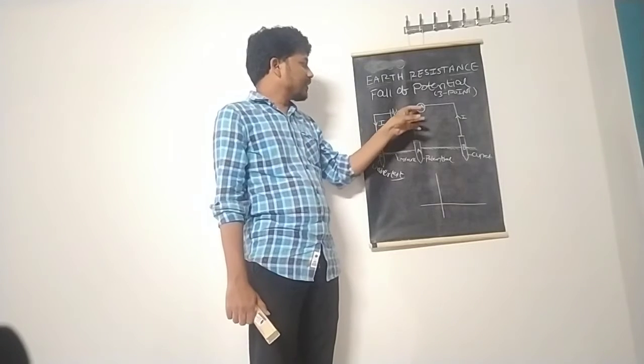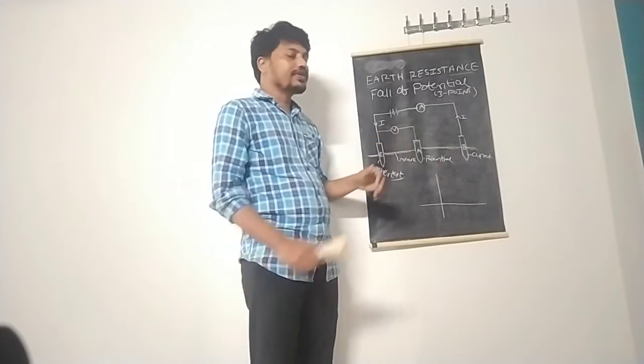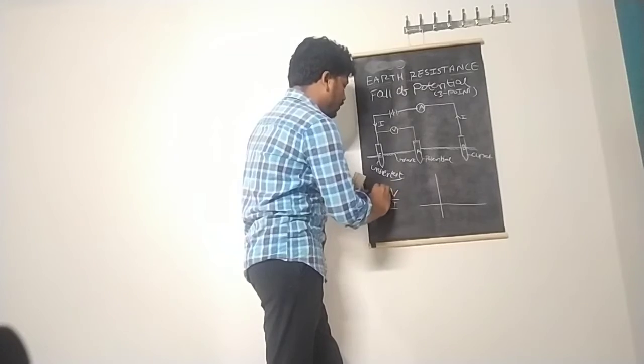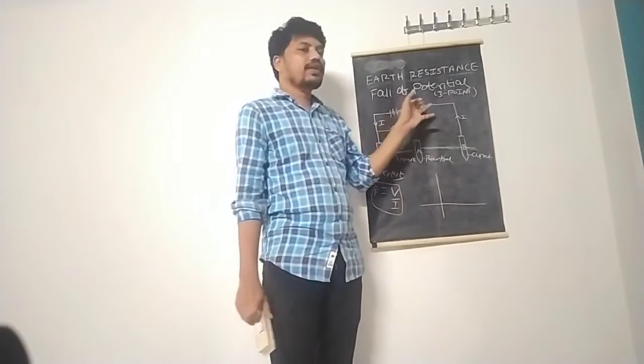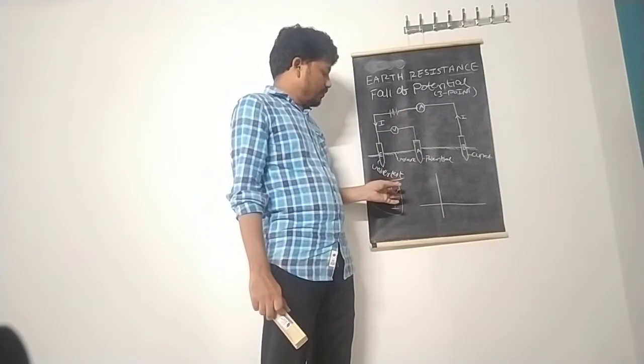The voltage and current. Once we know the current and once we know the voltage, the ratio R is equal to the ratio of voltage by current. Then we can determine the resistance. In this way, in the fall-off potential method or 3-point method, we can determine the resistance with the help of voltage and current.